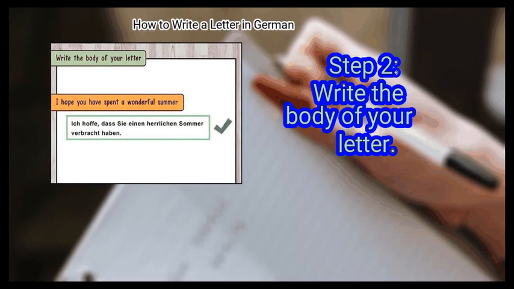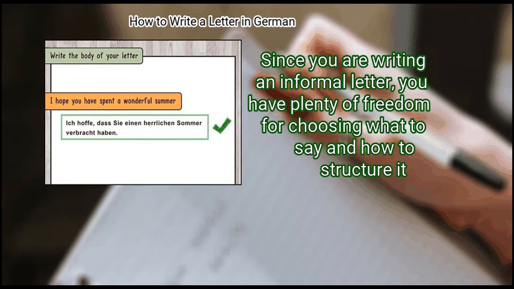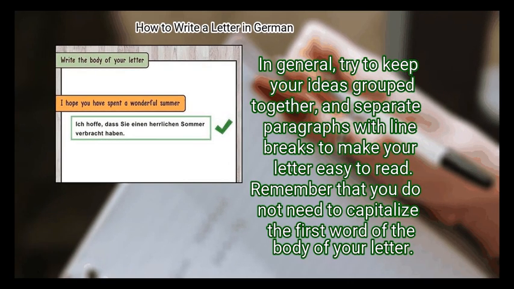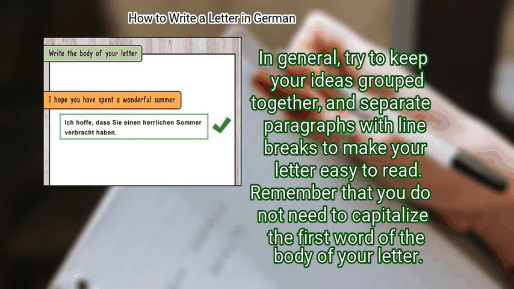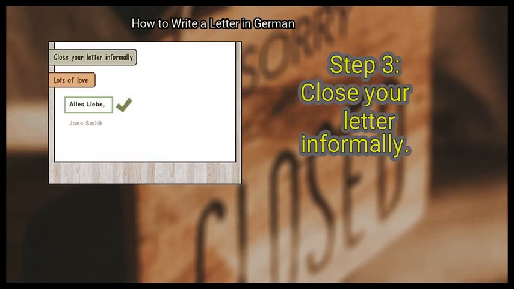Step 2. Write the body of your letter. Since you are writing an informal letter, you have plenty of freedom for choosing what to say and how to structure it. In general, try to keep your ideas grouped together, and separate paragraphs with line breaks to make your letter easy to read. Remember that you do not need to capitalize the first word of the body of your letter. Finally, close your letter informally.